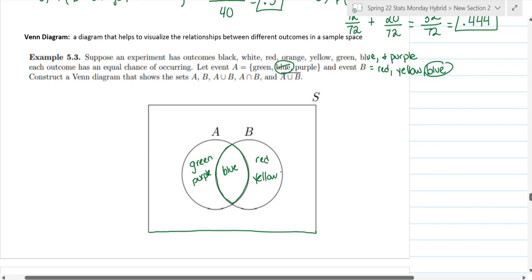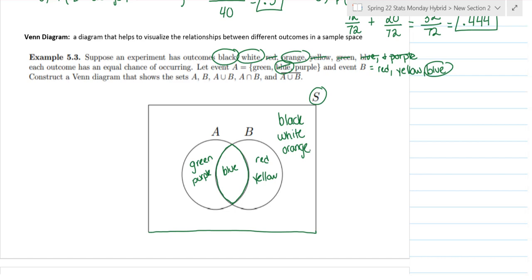And then I'm going to look back up here at all of my possible outcomes, and cross out what I've already written down. So I already wrote down green, purple, blue, red, and yellow. I did not have black, white, or orange. Those are still possible outcomes, so those are still in this S, your sample space. So we're going to write those down out here: black, white, and orange. Okay, so now your Venn diagram is filled out, including everything in our sample space.